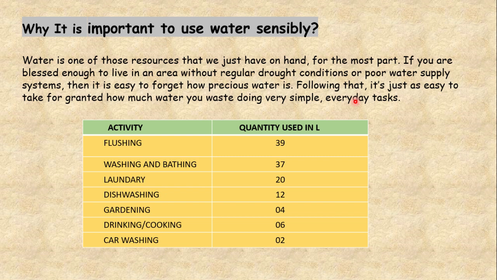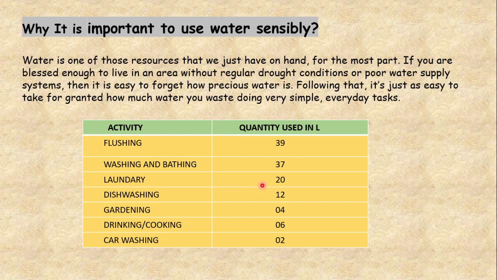Following that, it's easy to take for granted how much water you waste doing very simple everyday tasks. There is a table showing how much water we use in our daily life activities. Flushing and washing use 39 liters. Washing and bathing consume 37 liters of water.